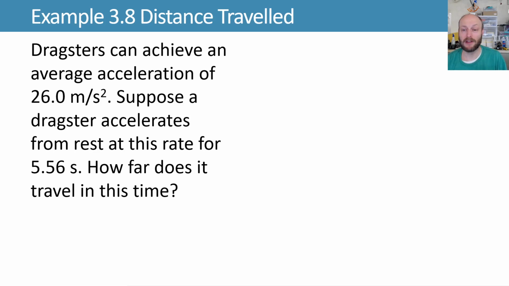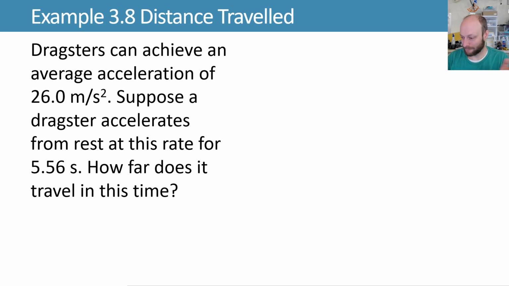Let's consider a problem that we can use some constant acceleration principles to solve. Here we have a dragster that can achieve an average acceleration of 26 meters per second squared. Well, that doesn't say constant, but it does say average. So because for constant acceleration, the average acceleration is equal to instantaneous, anytime I have an average acceleration, I can use constant acceleration equations to analyze that situation, just knowing that that's assuming that the average is that constant acceleration through that region.